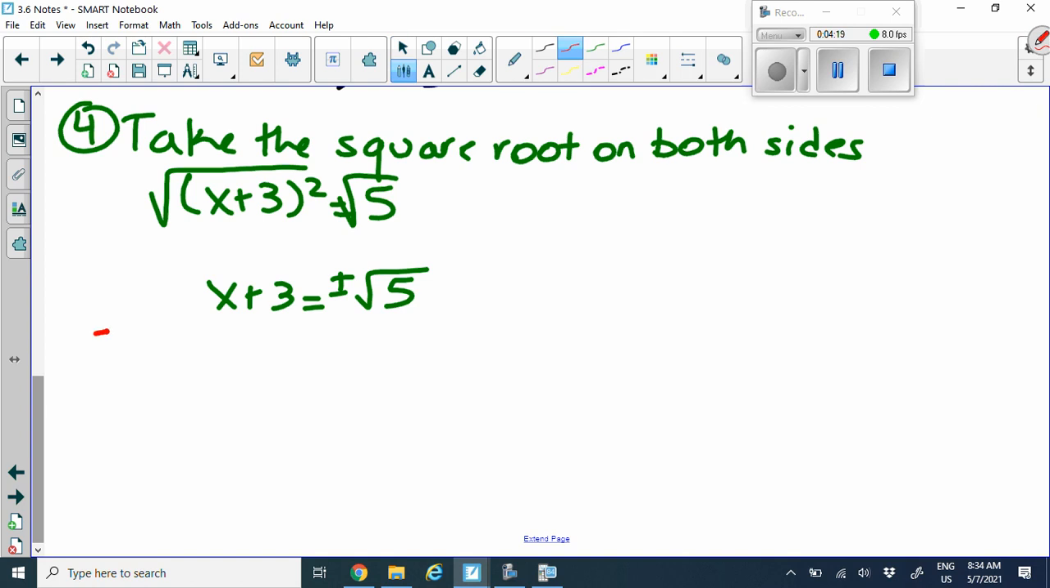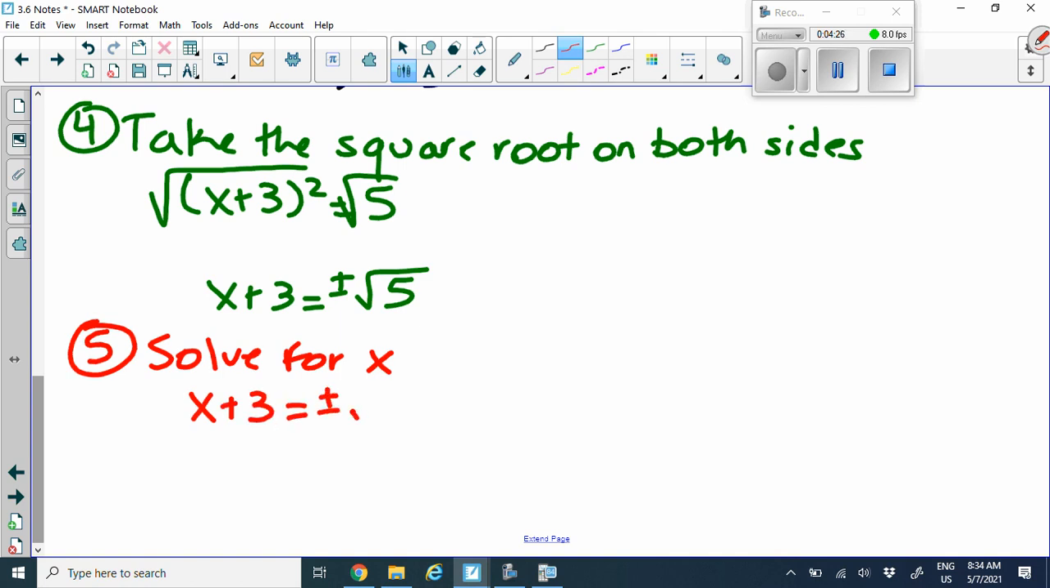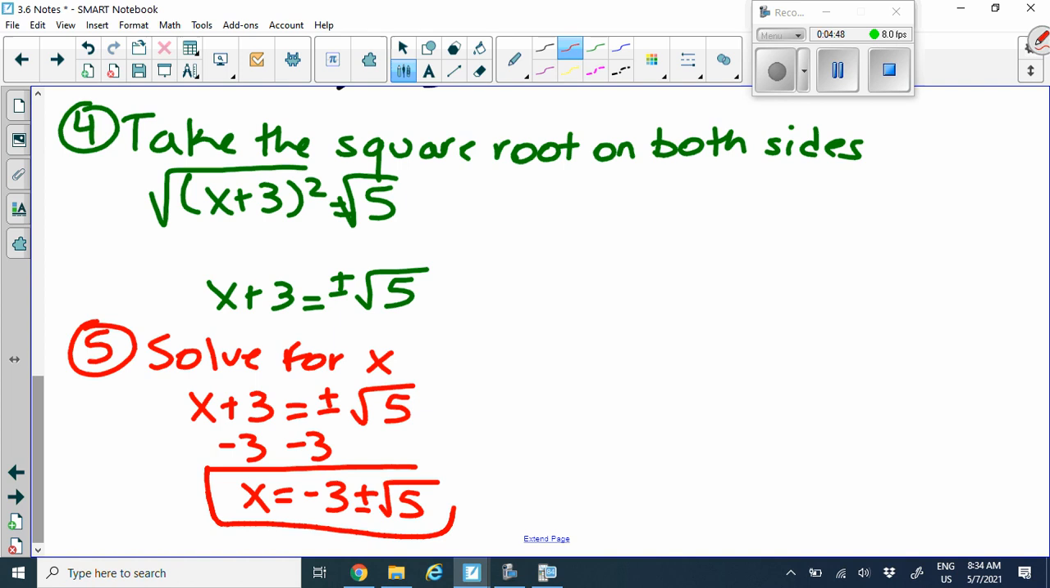Okay, now our last step is to solve for x. And to do that, we are going to subtract 3 from both sides. Remember, we cannot combine this with the 5 because they are not like terms. So that means anytime I add or subtract a number, it always goes in front of the plus minus sign. So I have -3 plus minus square root of 5. And that will be my final answer there, indicating that I have -3 plus square root of 5 and -3 minus square root of 5 as my 2 solutions.